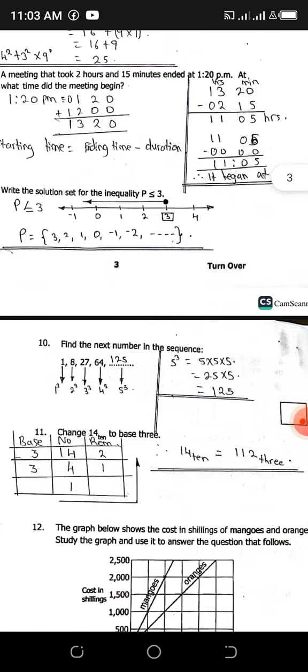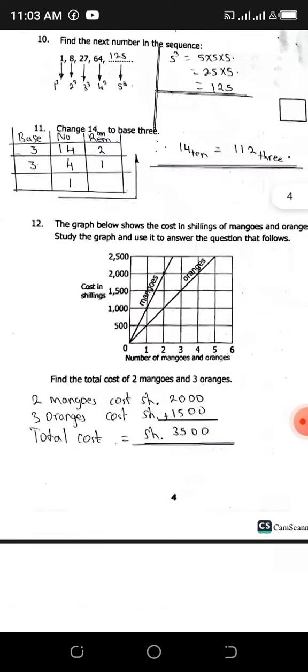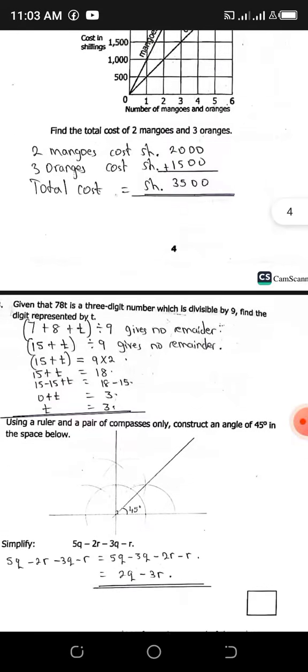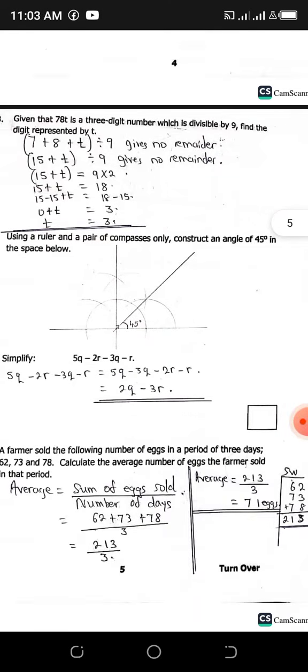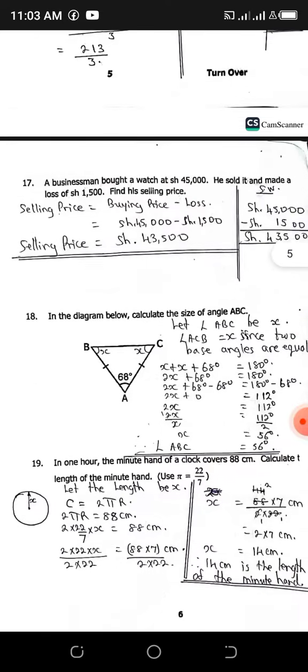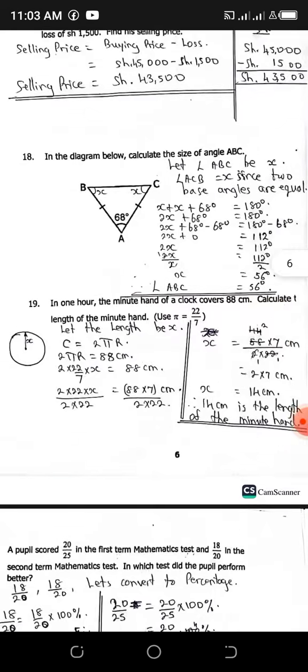It's about frequency. So it was kind of brain challenging, but still, if a learner is well set for an exam, it was so simple. That was number 12. It's about a graph. We proceed to the divisibility test of 9. We proceed. Construction of an angle. We proceed. We go on. Angle sum of a triangle. We proceed to the circumference.